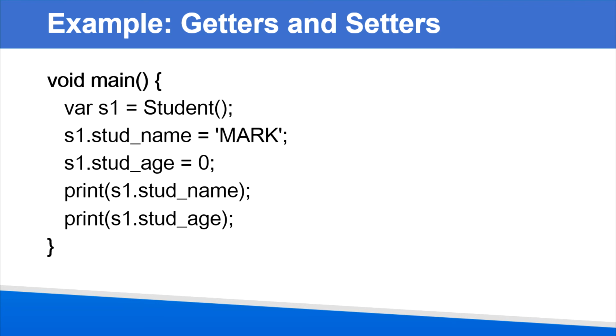So in our main function, we instantiate the Student class. In our second statement, we set the value of the studName. And then for the third statement, we set the value for the age. And then for the fourth statement, we print the value of the studName. And the last statement, we print the value of the age. Then if we run our application, the result will be: age should be greater than 5, mark, and null.